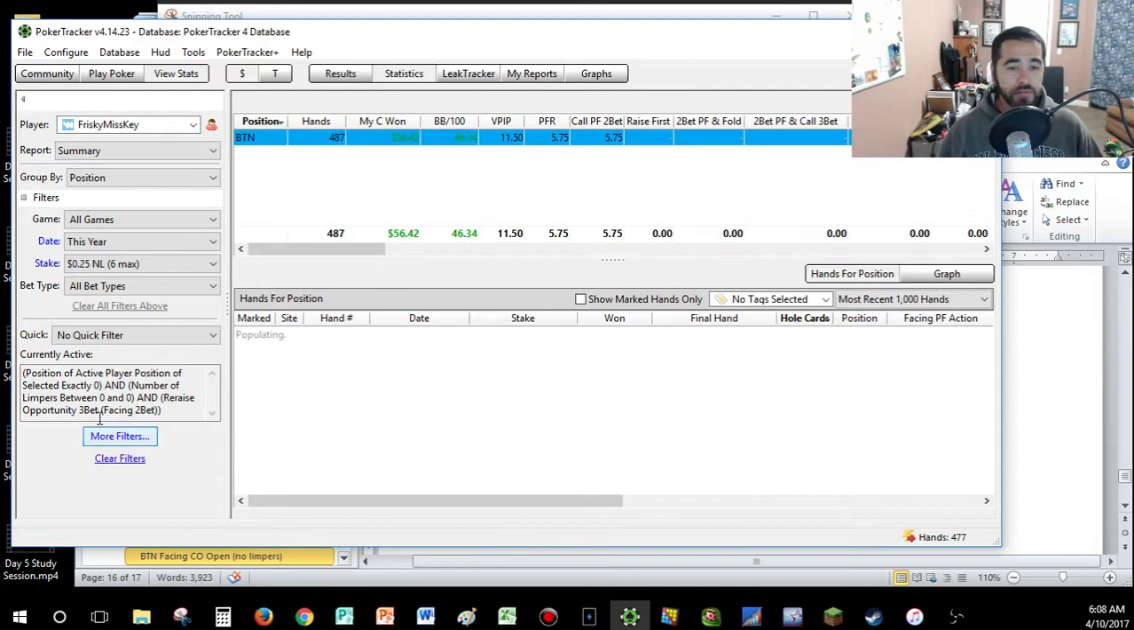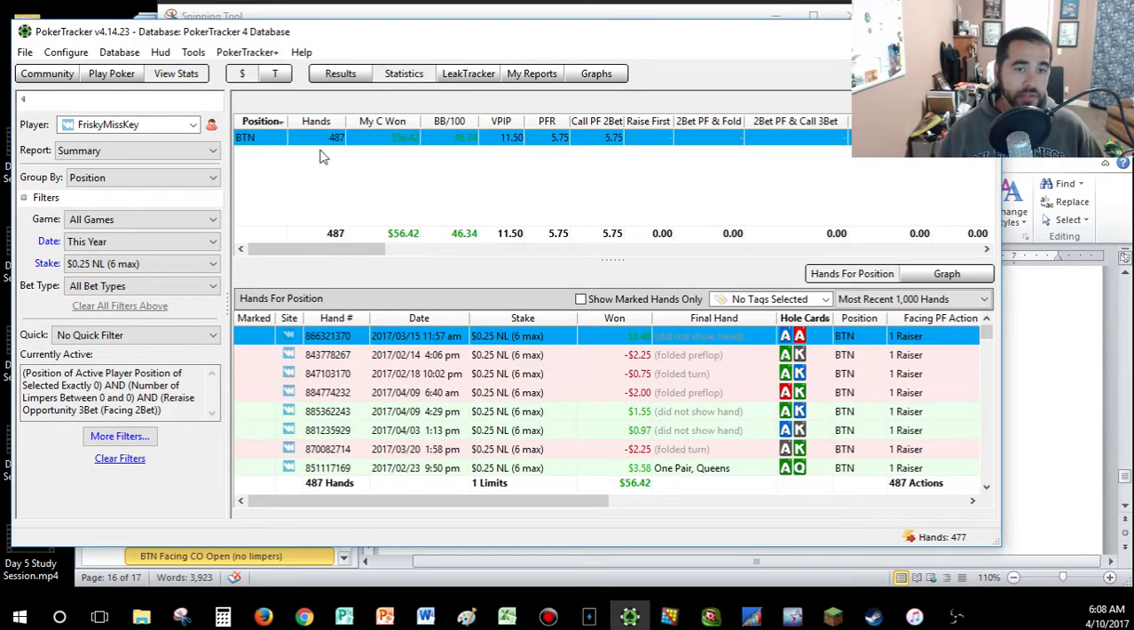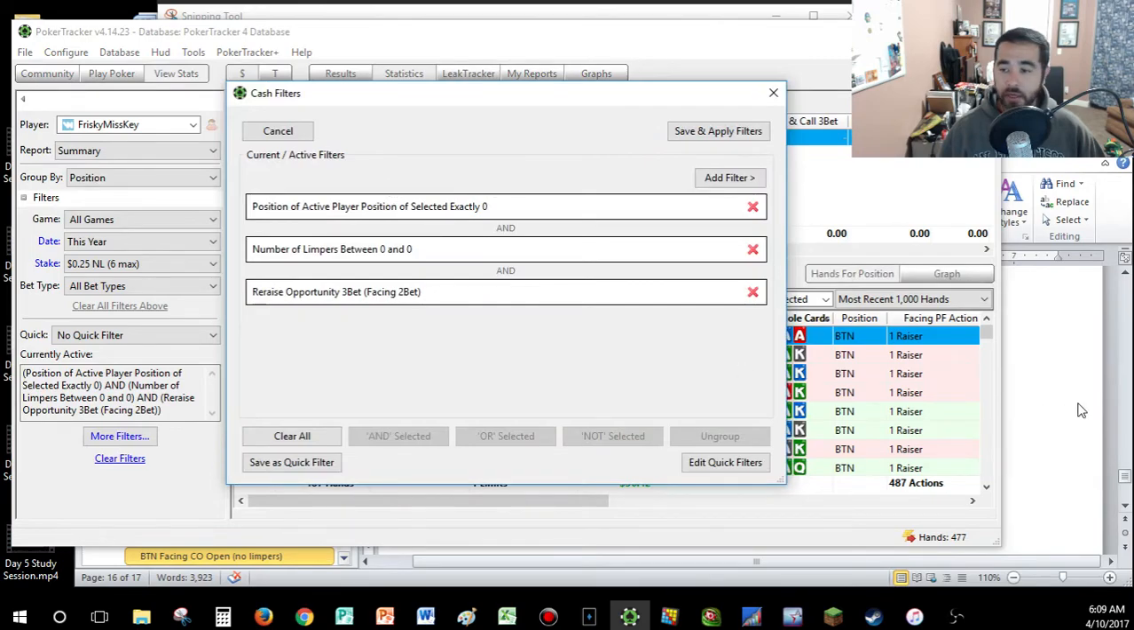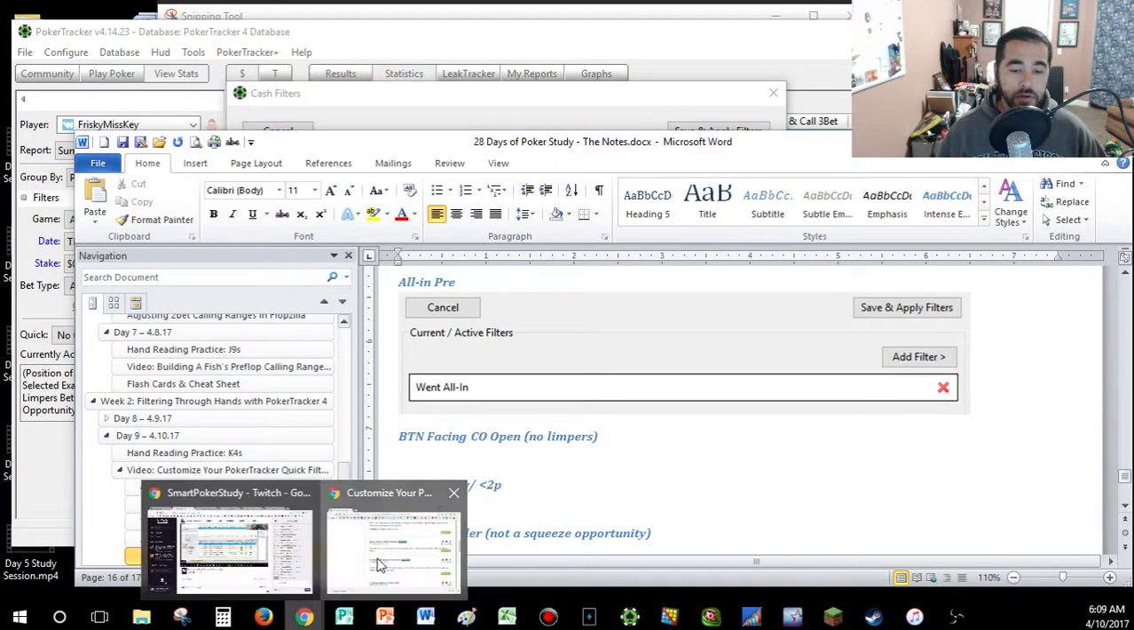Let's just take a look at what this filter gives us. 487 hands on the button where I faced somebody raising ahead of time, but it could have been under the gun, MP, cutoff, or in a 6-max, because it's a 6-max, EP, MP, or the cutoff. I'm on the button. The blinds don't count right here. So how do I filter exactly for the cutoff making the raise? Let's go back to that page.